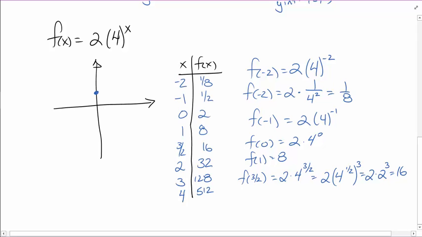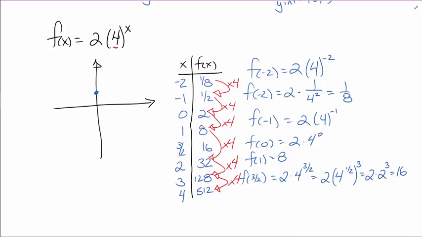Now, what pattern should we recognize here? If my x value increases by 1, what is the multiplier on my y value? If my x value increases by 1, I'm going to increase my y value by a multiplier of 4. We actually have to skip over that 3/2 because we're increasing our x value by 1 to get that multiplier of 4. We should see that in the base.